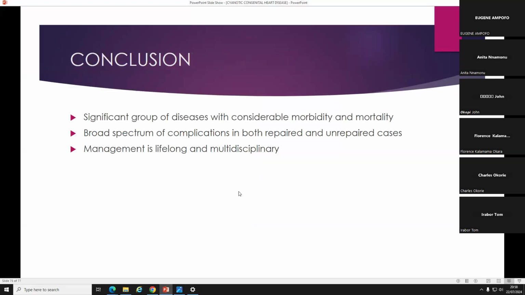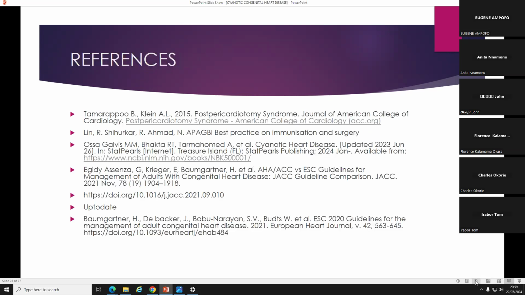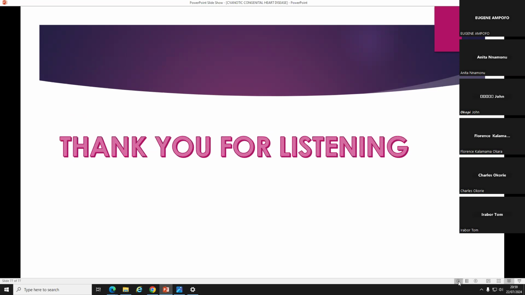In conclusion, cyanotic congenital heart diseases form a significant group of diseases with varied presentations and with considerable morbidity and mortality. They come with a broad spectrum of complications in both the repaired and unrepaired cases, and can present in childhood, or now we can see them moving on into adulthood. So we have increased contact with them. Management is lifelong and multidisciplinary in these cases. These are my references. Thank you very much for listening.